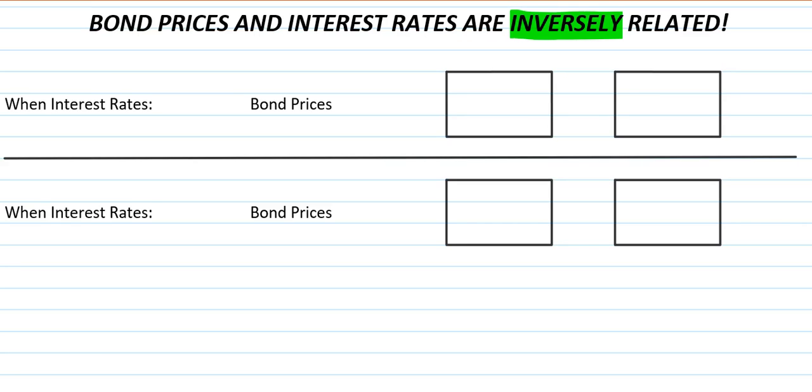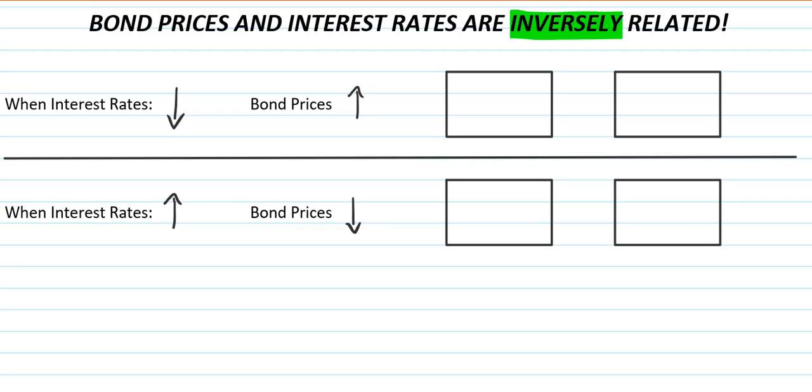What does this mean? In practical terms, it's an inverse relationship we use all the time. When interest rates are falling, bond prices are rising. And when interest rates are rising, bond prices are falling. On the first level, that's all we need to know. When interest rates go down, bond prices go up. And when interest rates go up, bond prices go down.